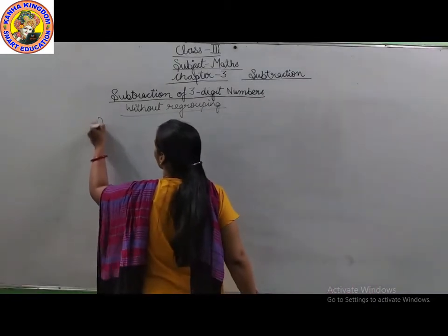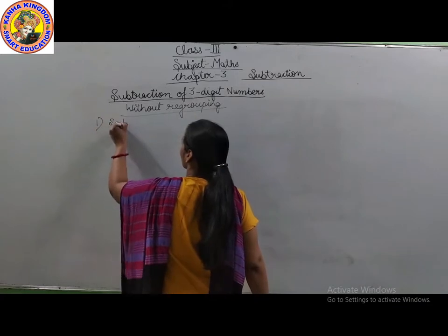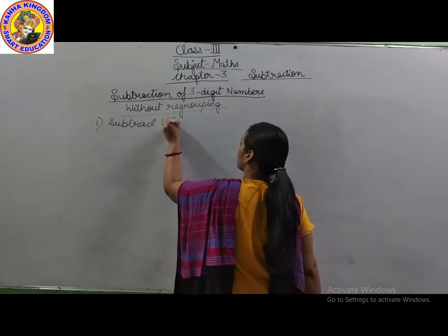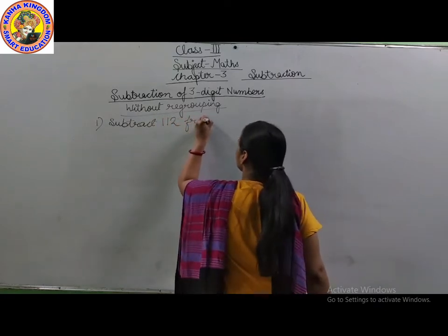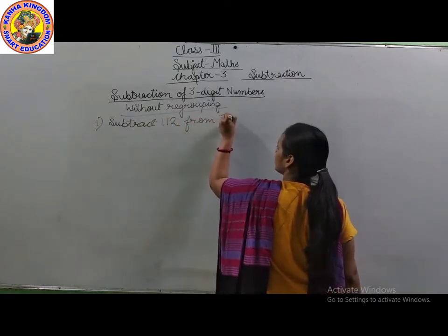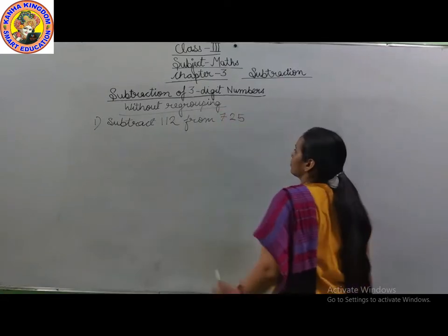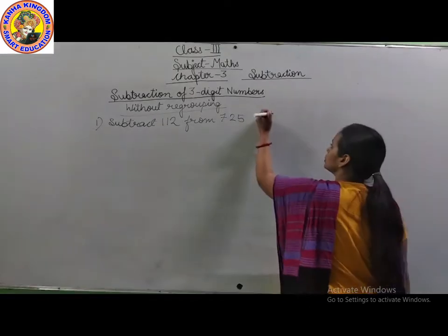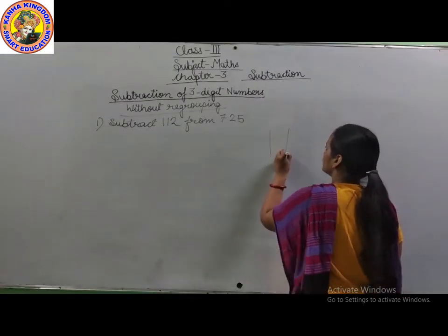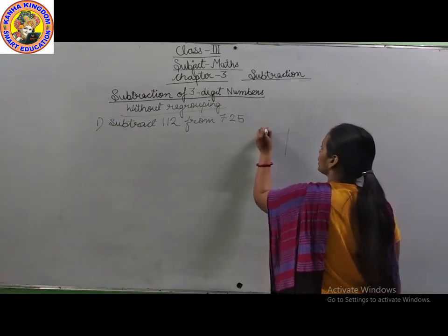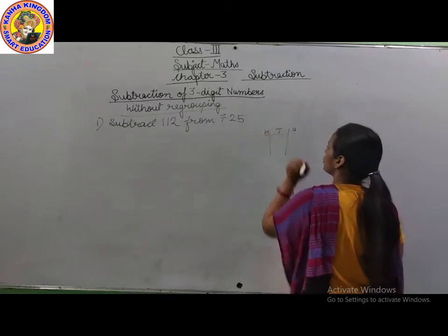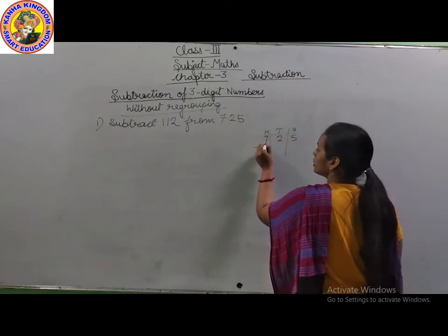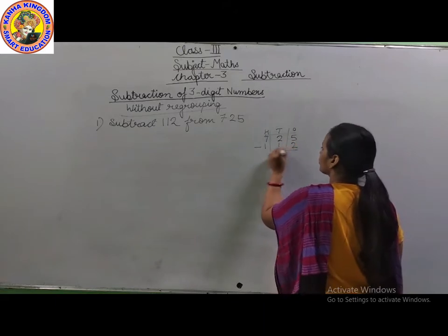Without regrouping. So subtract 112 from 725. First we arrange the numbers vertically, hundreds, tens, ones. 725, 112.